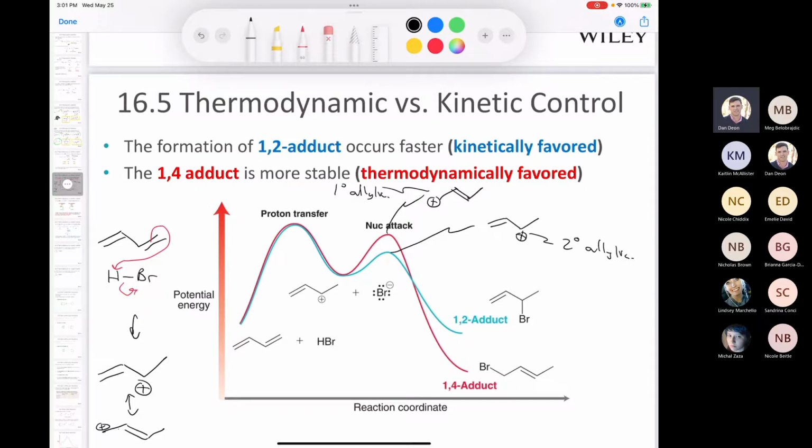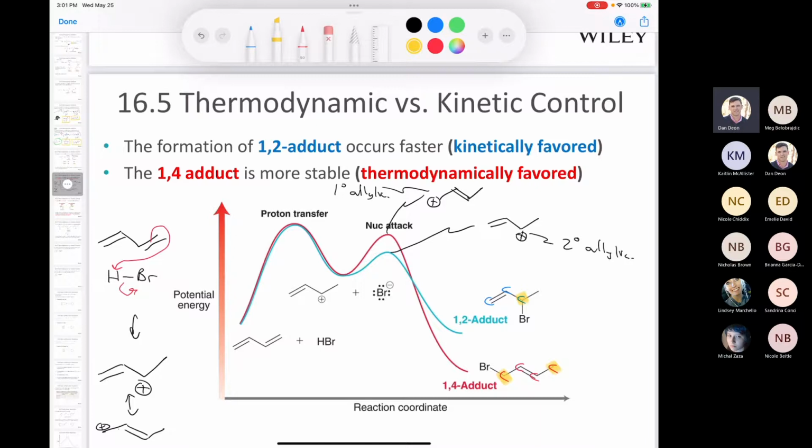But then if you look at the product after the nucleophilic attack occurs, the product that results from the primary allylic carbocation is more stable. Well, shoot, why would that be? It's because if you look at the carbon-carbon double bond, it's di-substituted. It's more stable than the carbon-carbon double bond in the 1,2 adduct, which is only mono-substituted, right? It's only got one carbon attached to it, whereas the other one has two carbons attached to it.